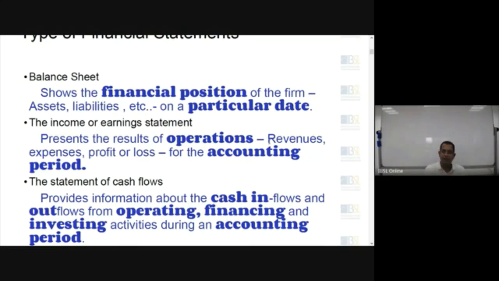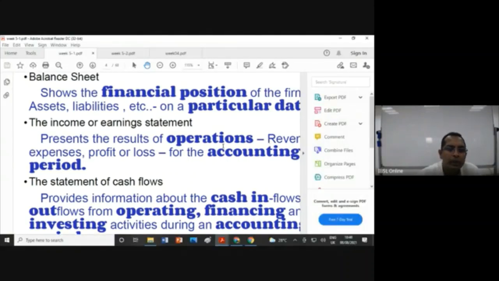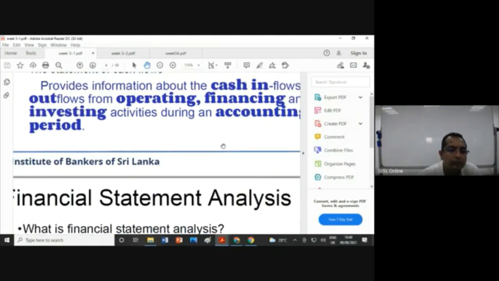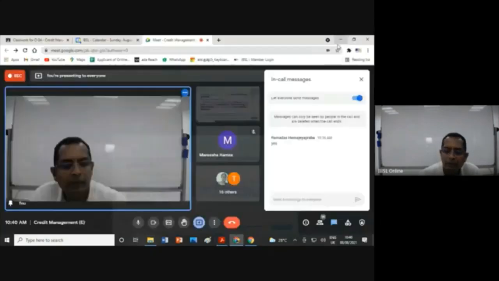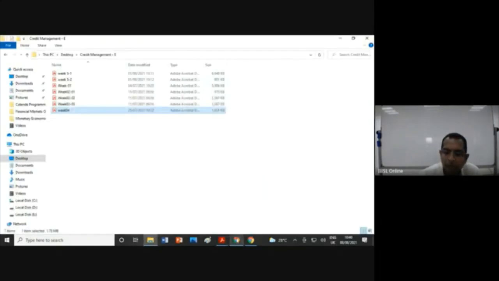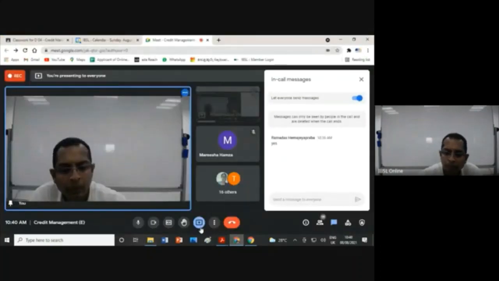Then the statement of cash flow indicates what cash came into the business and what cash went out of the business, and the reasons. Right? It is the cash inflows and outflows from the operating, financing, and investing activities. So these are the three statements we are going to work with, right? Let me take you through the P&L and the balance sheet, right?